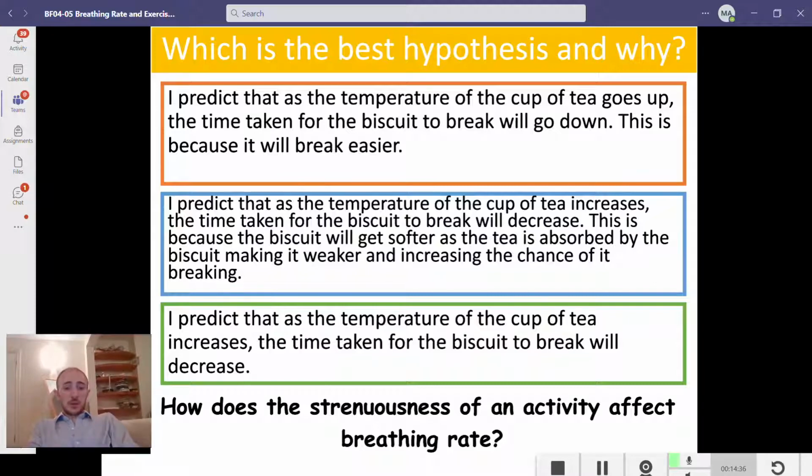So, first thing we're going to do is a hypothesis. So there's 3 hypotheses there. If your teacher wouldn't mind pausing me, you can figure out amongst yourselves which of those is the best hypothesis.